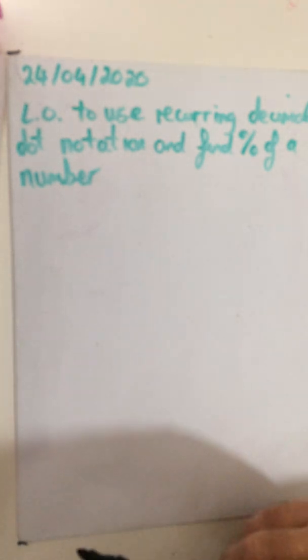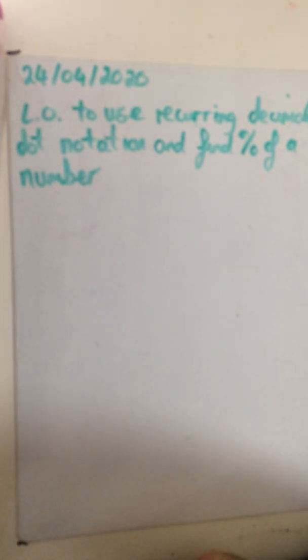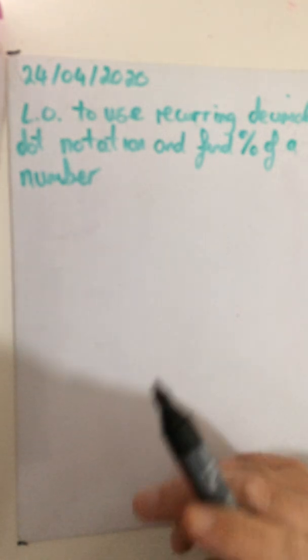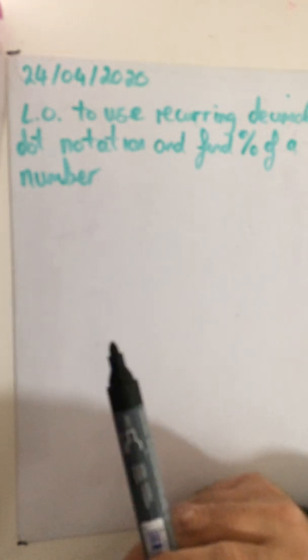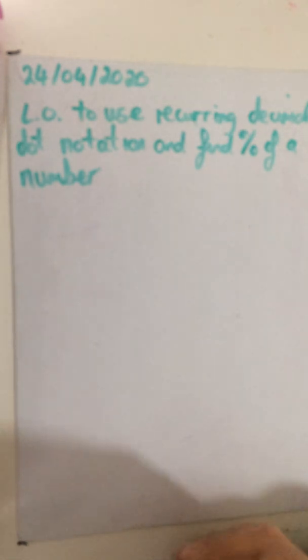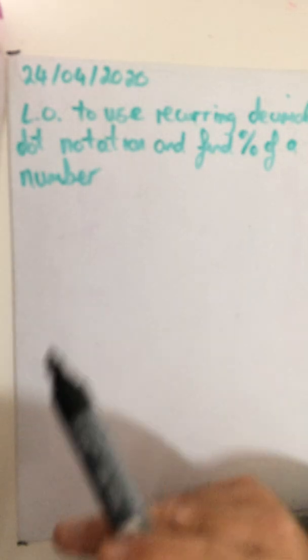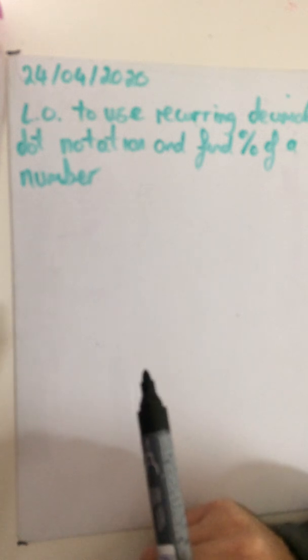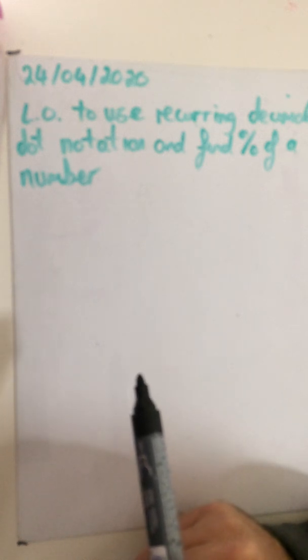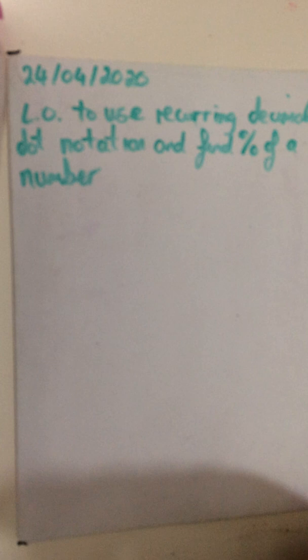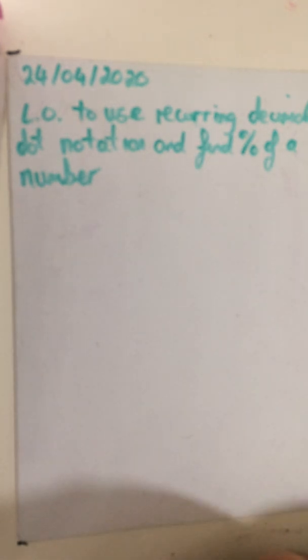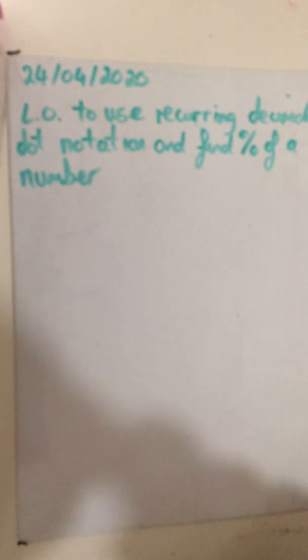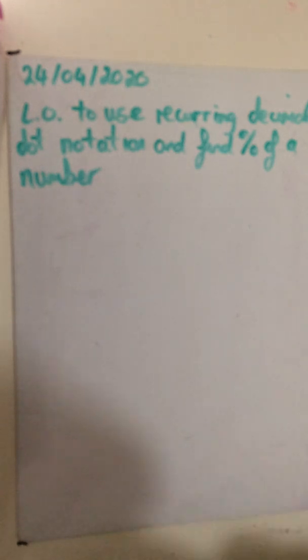So today, as the learning objective shows, we're going to look at recurring decimals using dot notation. We're going to be writing those with dot notation, and we're going to be finding the percentage of a number. I think the expected date that we're going to be doing this is the 24th of the 4th, but whatever date you're doing your work, could you write today's date, please, and the learning objective. Pause the video while you're doing that.